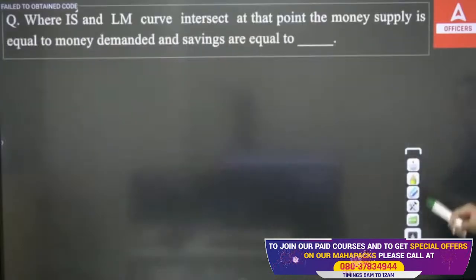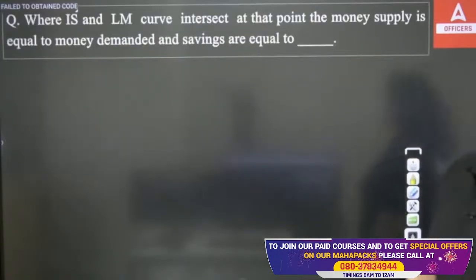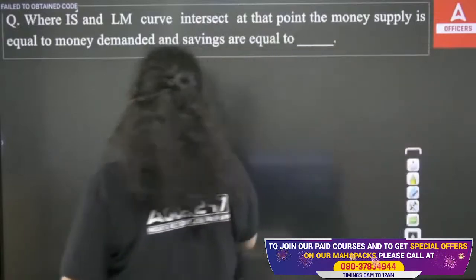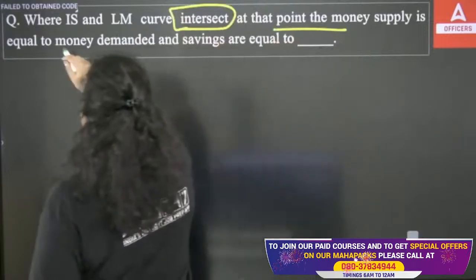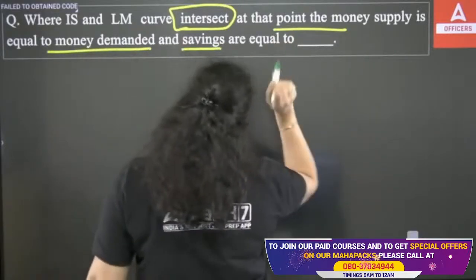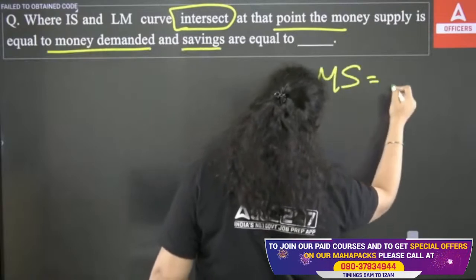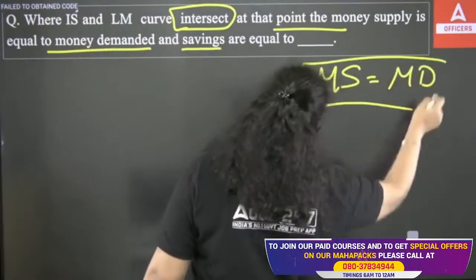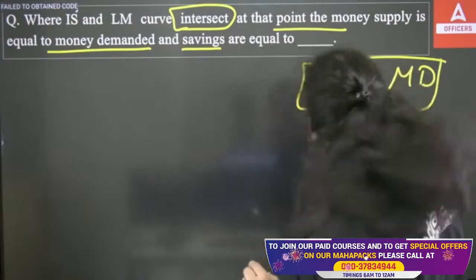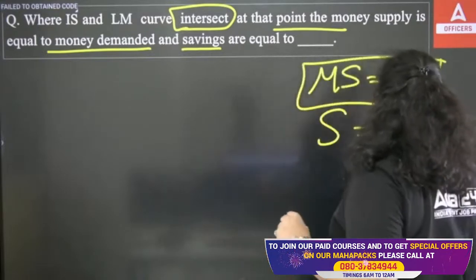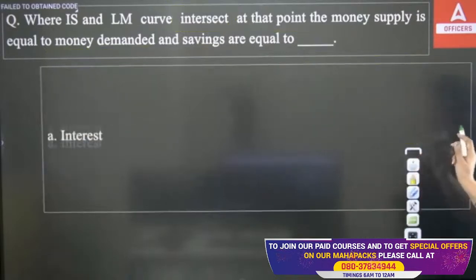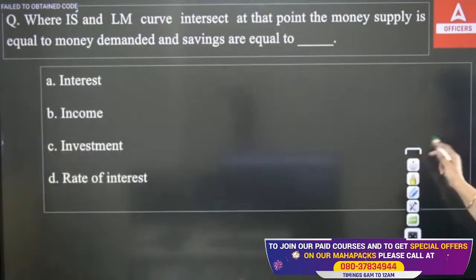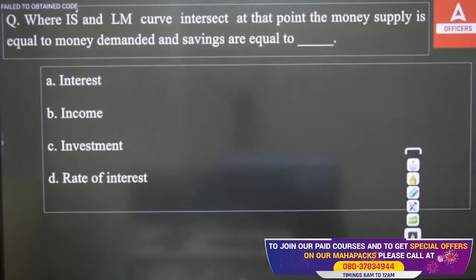Next, we have: where the ISLM curves, investment, savings and liquidity preference and money supply, intersect, at that point the money supply is equal to the money demanded and the savings are equal to what? So the money supply equals the money demand when the ISLM curves intersect. Similarly, the savings will be equal to what? That is what the question is asking. The options you have: interest, income, investment, rate of interest. Which of the following is correct?